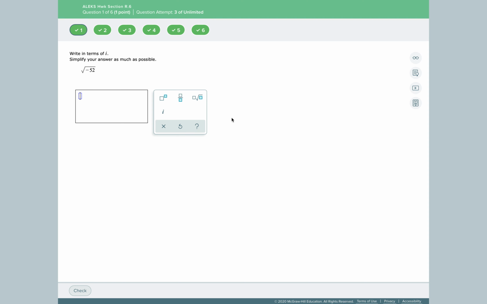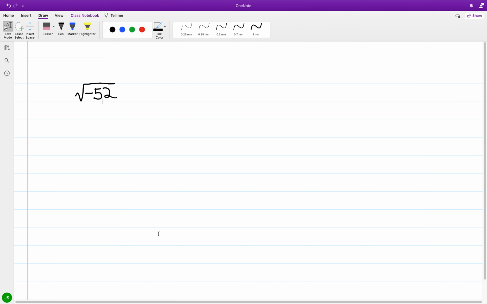Okay, for what we have in the section R.6 simulation, we have, among complex numbers, first of all, writing in terms of i. It says to simplify the square root of negative 52 as much as possible. For the square root of negative 52, again, we're going to have a complex number. And you can separate, so we have the square root of 52 times the square root of negative 1.